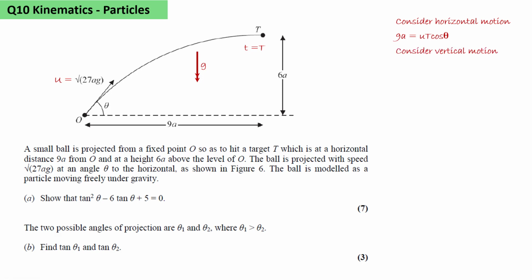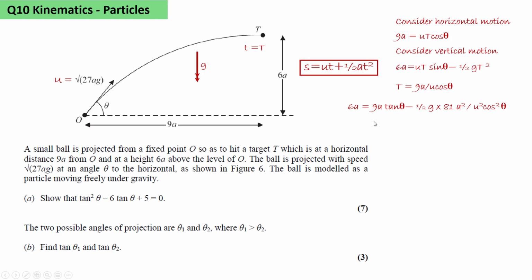We consider the vertical motion. We're going to use the suvat formula, s equals ut plus a half at squared. Here, s, the displacement, will be 6a in the positive direction. The vertical velocity is initially u sine theta, travelling for big T seconds, and the acceleration a is minus g, so we get minus a half gT squared. Rearrange the first equation to get an expression for T, and substituting this into the second equation, we get 6a equals 9a tan theta minus a half g times 81a squared over u squared cos squared theta.